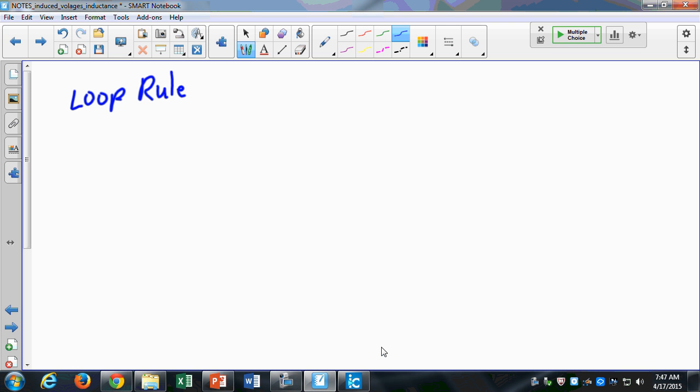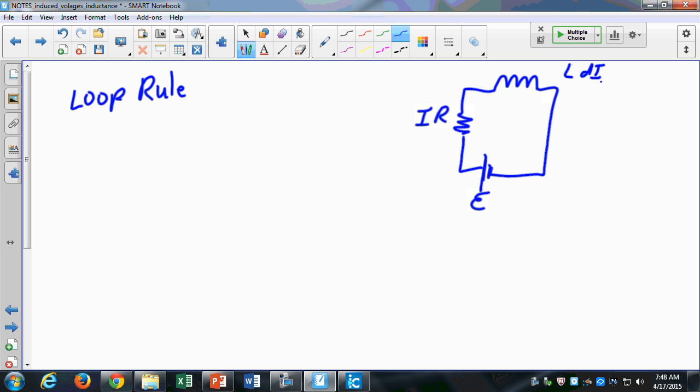Yeah. Okay, anyway, we'll see some simple differential equations in this section. If we think about this circuit, I have my EMF, I have my resistor, IR, and then I also have this EMF of the inductor, which remember is L dI/dt.